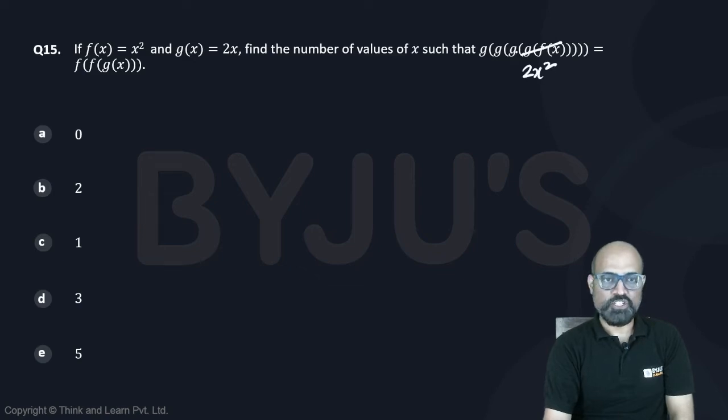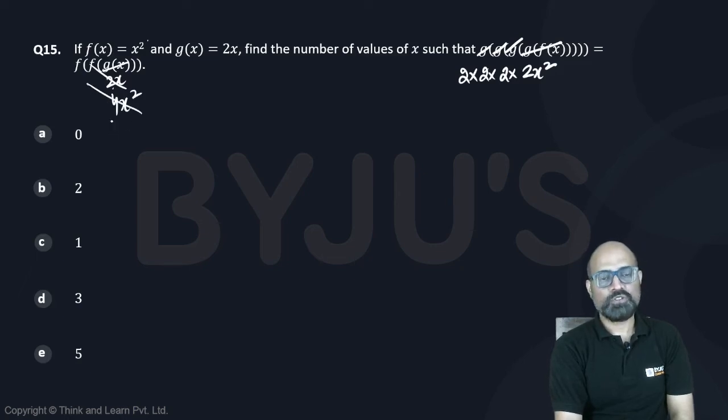Now, if we take g of 2x square, another 2 is going to get multiplied, and another 2 is going to get multiplied. So with every g, we have another 2 and an x square. And if you want to calculate f of g of x, g of x is 2x, so f of 2x will become 4x square, and f will become the square of this further. So this one will become 16x to the power 4.